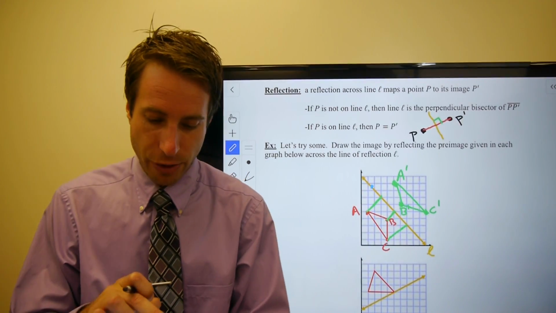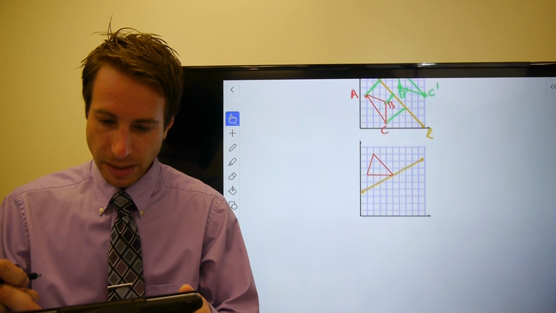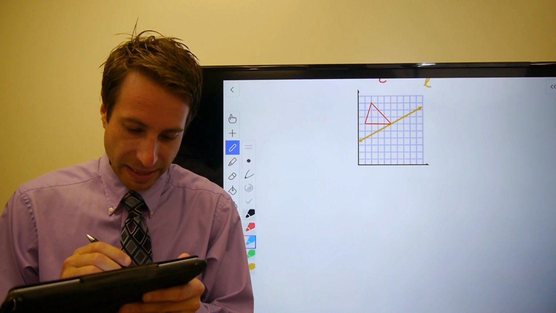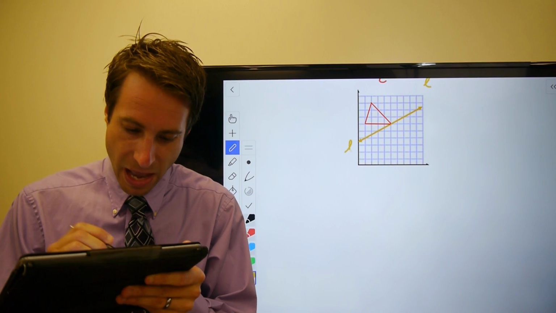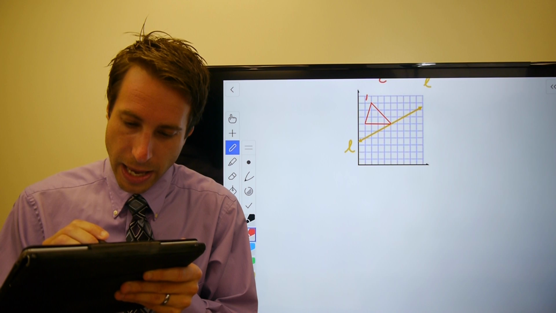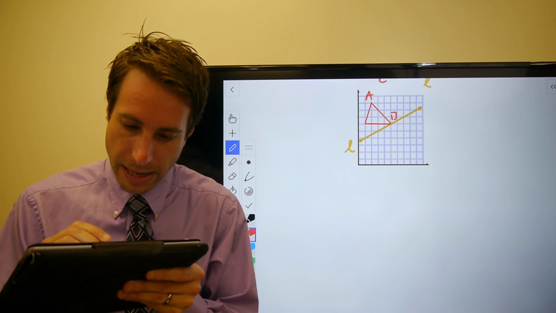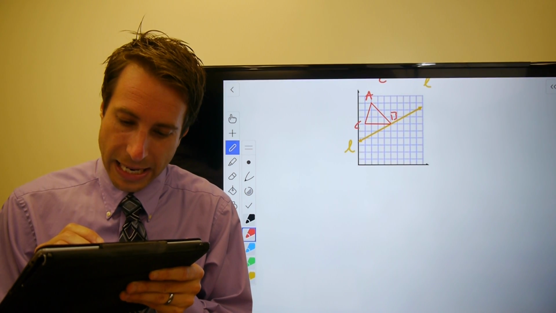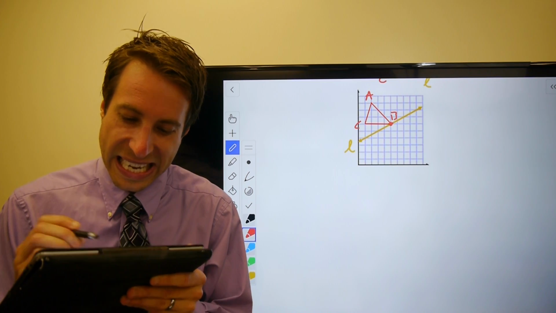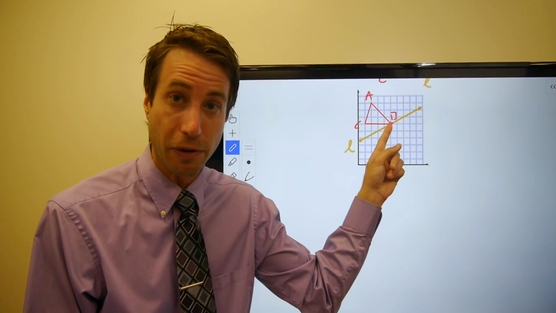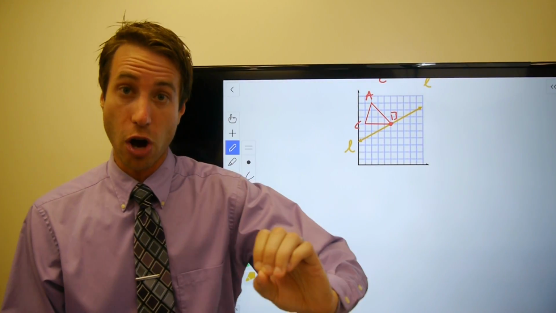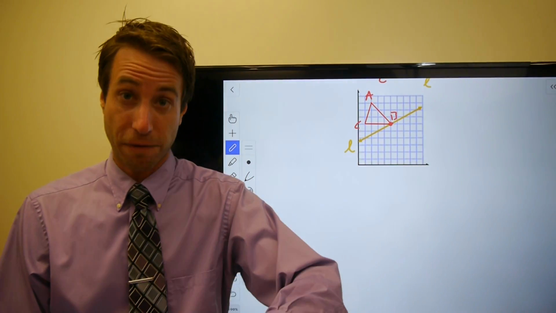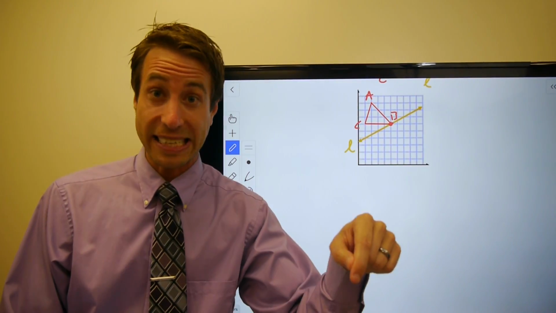Let me show you in another example problem. This one right here. I have my line of reflection right there. I have my pre-image, A, B, and C. Now this one's really nice because point B is on the line of reflection. If a point is on the line of reflection, its reflection is itself.